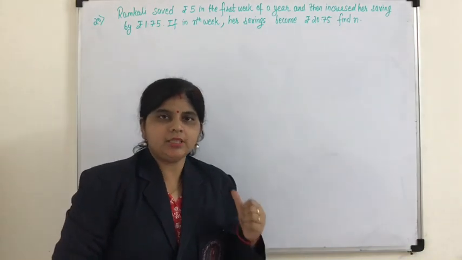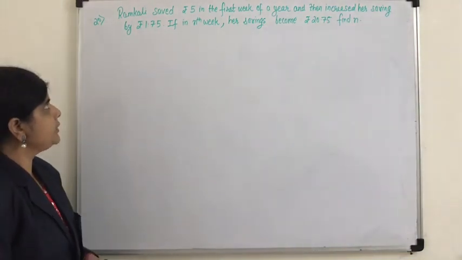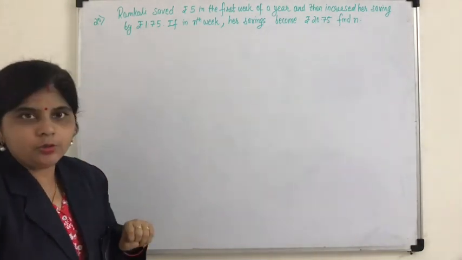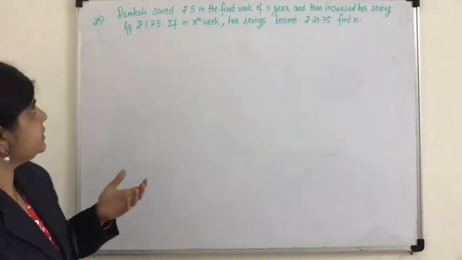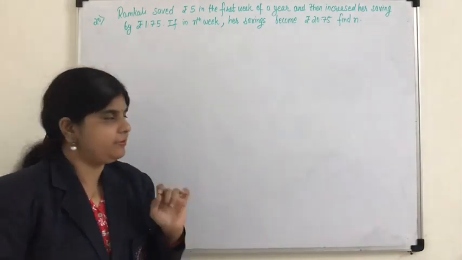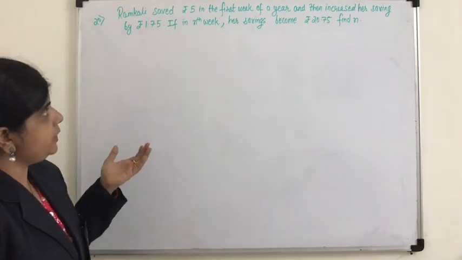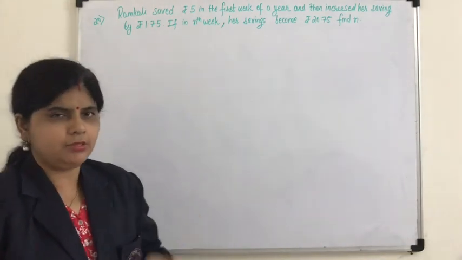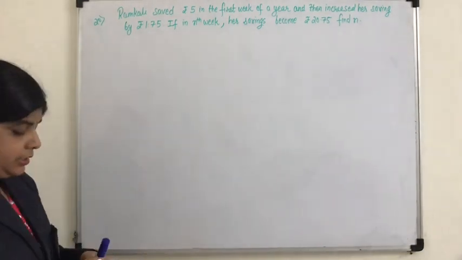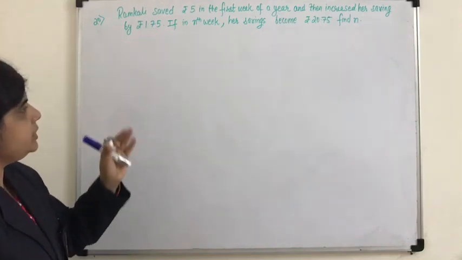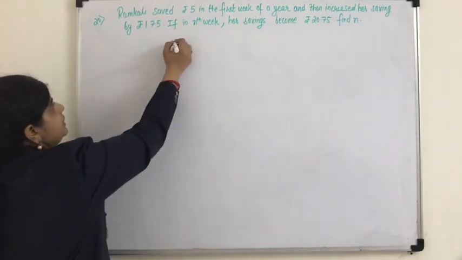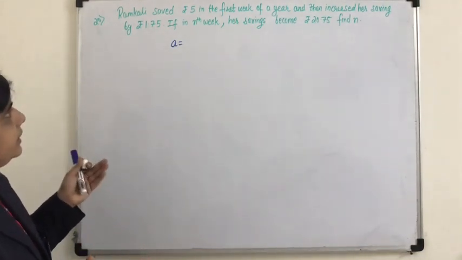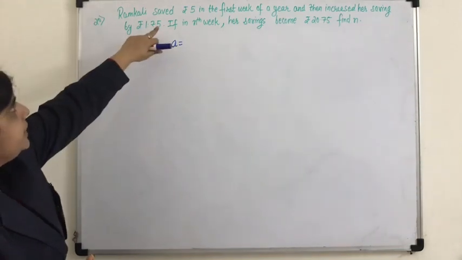So let's solve the last question of the exercise, question number 20. Here, Ramkali saved rupees 5 in the first week of the year and then increased her savings by rupees 1.75. If in the nth week her savings becomes rupees 20.75, find the value of n. So NCERT question number 20. So again we'll form the AP. What is given here is A, the first term. From where did she start? The first saving was rupees 5.